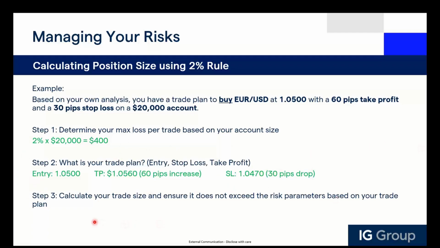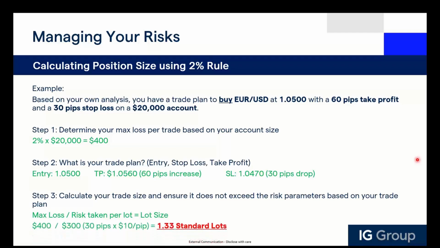So this is the part that is tricky, because we know our entry, we know our exit, we know our budget for this trade. So how big should we trade, right? Is it 1 lot? Is it 5 lots? That's what we are trying to count, which is the position size. The formula to calculate position size is: we know our max loss, we divide by the risk we take per lot, then we will get the lot size.